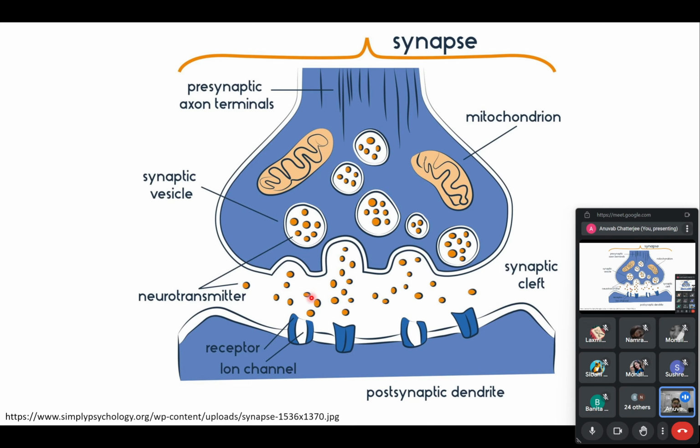These neurotransmitters then bind to ion channels, which are ligand gated ion channels present on the postsynaptic dendrite. Once these ion channels are bound by the neurotransmitters, they open up and allow transfer of ions. And this transfer of ions causes the signal transduction to the next neuron. So once these channels are open and there is transfer of ions, that is the signal that causes the next neuron to fire, or actually have an action potential. So this is how synaptic transmission works.